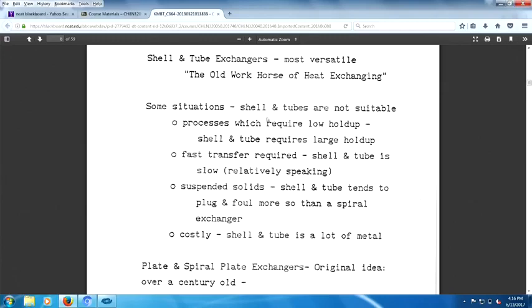Fast transfer required. This would be for pasteurization of milk. Instead of orange juice, just move on to milk. You want them homogenized very quickly.